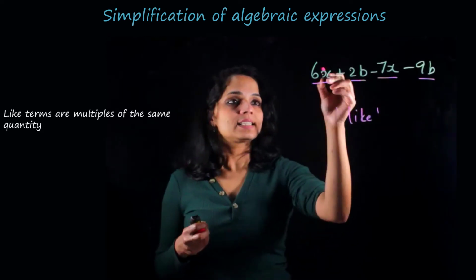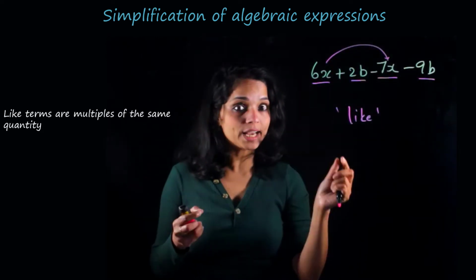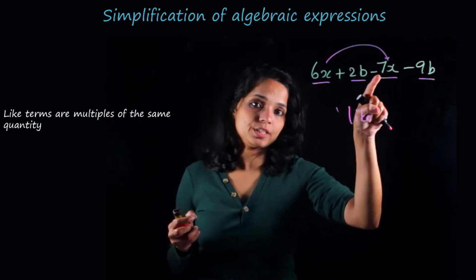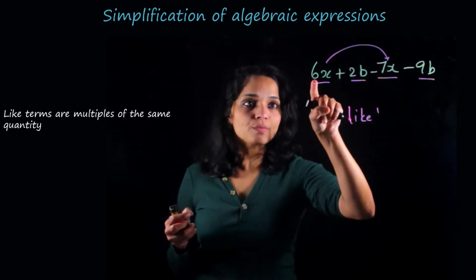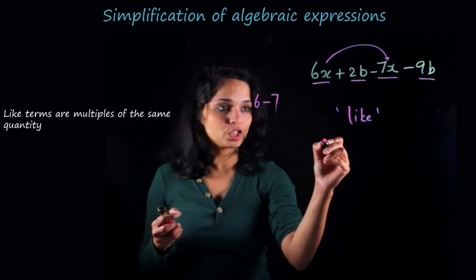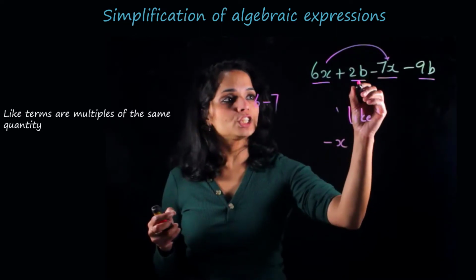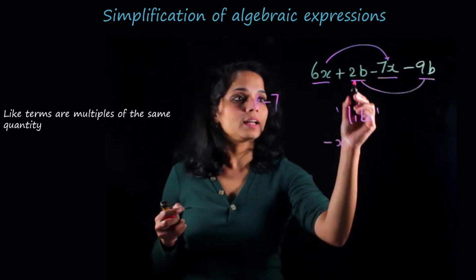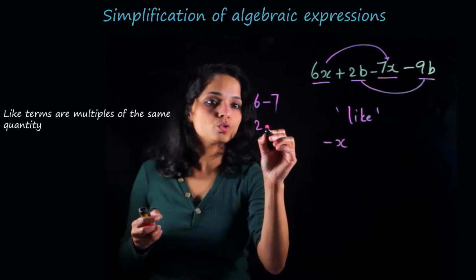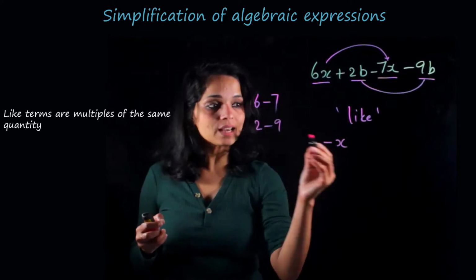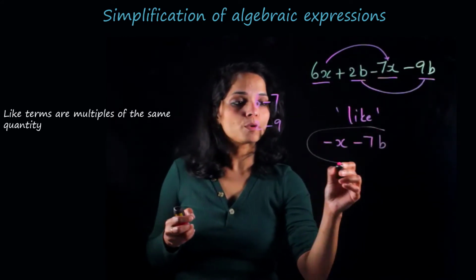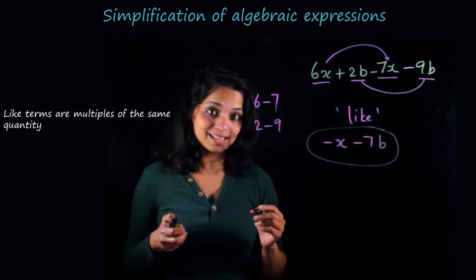In this case, 6x and minus 7x can be clubbed together. You only need to add or subtract the coefficients. For 6x minus 7x, the coefficients are 6 and minus 7. So 6 minus 7 is minus 1, which gives minus x. Then club the other two terms, 2b and minus 9b. Add or subtract the coefficients, 2 minus 9, which is minus 7. So it's minus 7b. The simplified form is minus x minus 7b.